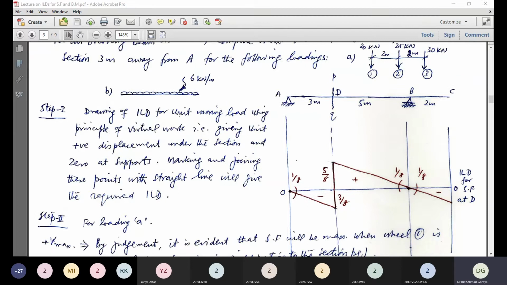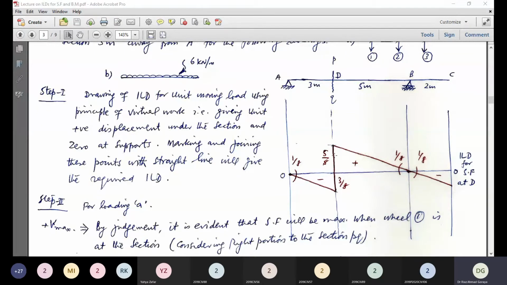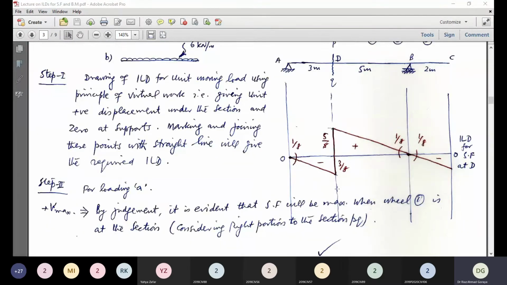Now the first step is drawing the ILD for a unit moving load, using the principle of virtual work, giving a unit positive displacement under the section and 0 at the supports. Marking and joining these points with straight lines will give the required ILD. This distance is 5, so 5 by 8, this is 3, 3 by 8, total has to be 1. So you will join this 0 and this 0 with these 2 points. In the overhang portion, this line will go straight. So there are two negative portions and one positive portion. These are the slopes: 1 by 8, 1 by 8 and 1 by 8.